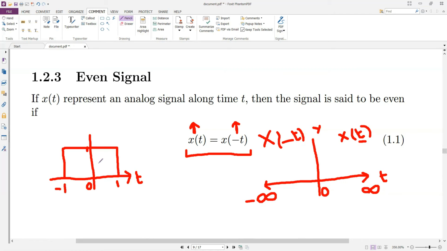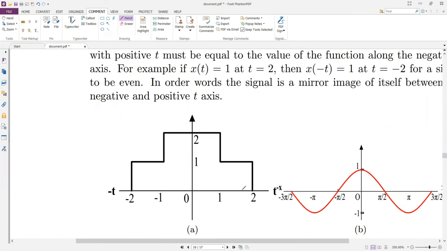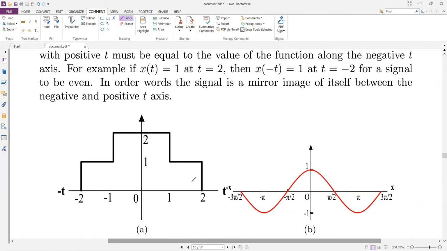In other words, the signal along the positive time axis is a mirror image of the signal along the negative time axis. That is, the values of the signal along the positive time will match exactly the values of the signal along the negative time interval. Such a type of signal, which is in fact a mirror image of itself, is commonly referred to as an even signal. So if you look at this particular signal, it is a mirror image of itself.